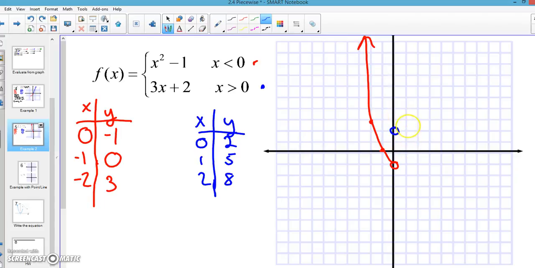And then 1, 5, and 2, 8. And there should be a difference in the shape when I draw it between the parabola, which should be more curved, and the line. Although I understand drawing on a tablet, obviously I'm having the same difficulty. They don't always look the way that they should.